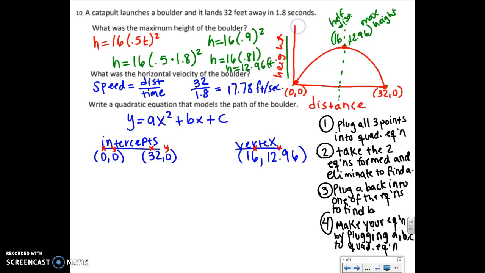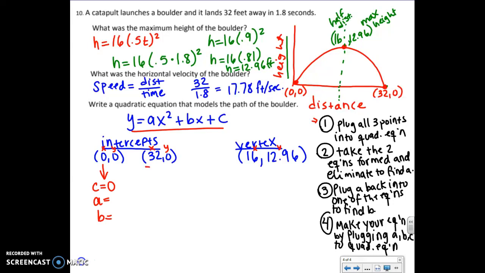Okay, so I wrote up some things that we're going to need. I put the steps over here so that you can see the steps that we're going to take to solve this problem. Here is my quadratic equation, which is what I'm going to be plugging into. I need all 3 points, 2 intercepts and a vertex. I don't need to plug in 0, 0 because automatically I'm going to get C equals 0. So there's my first one. Now I need to find A and I need to find B.